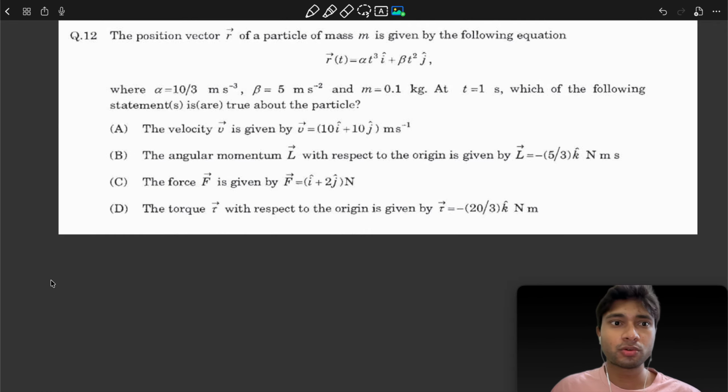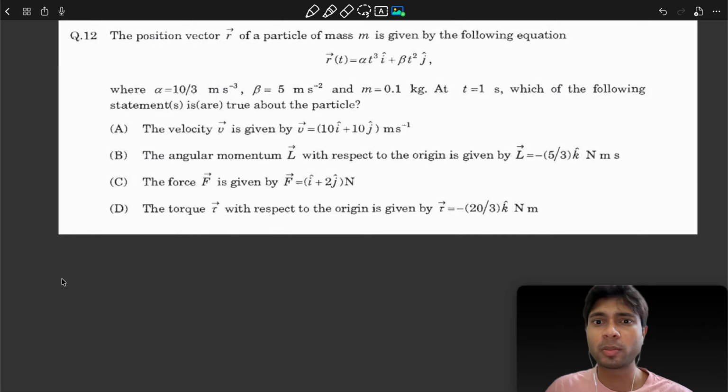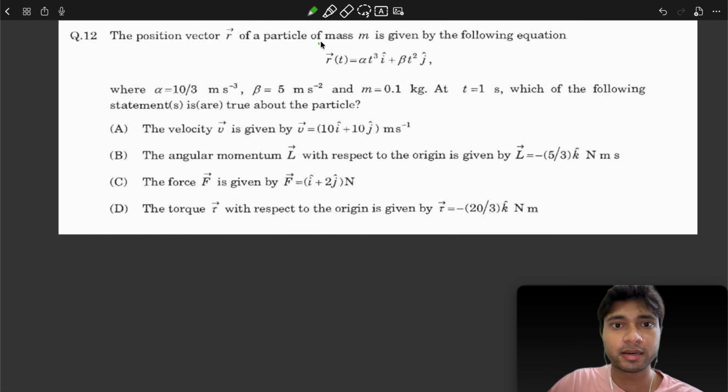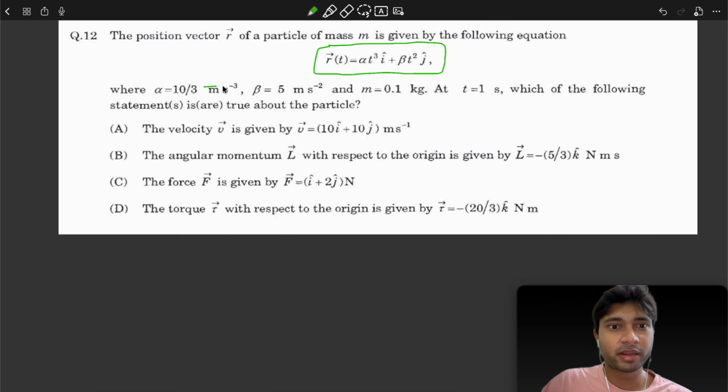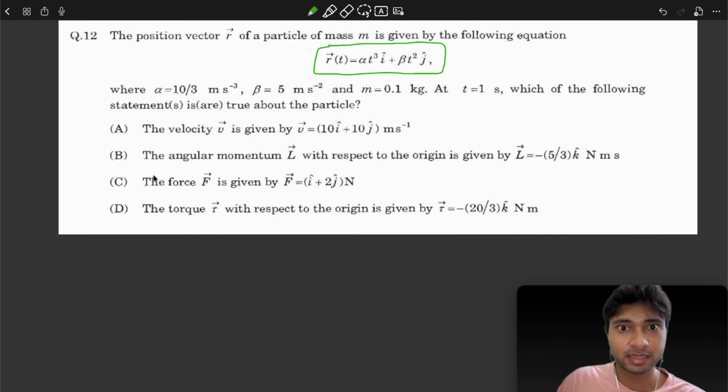Now we have reached 2016. This question was asked in JEE Advanced 2016 and it was also multiple correct type. The position vector of a particle of mass m is given, and it follows this condition. Position as a function of time is given to us, where alpha and beta are 10 by 3 and 5 respectively, with their units, and mass is 0.1 kg. At t equal to 1 second we have to figure out velocity, angular momentum, force and torque. So it looks very easy. Let's try to solve this.